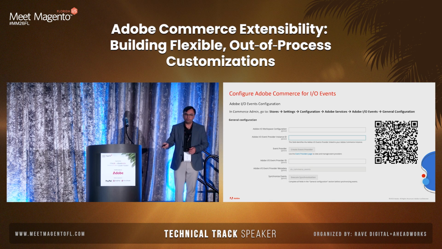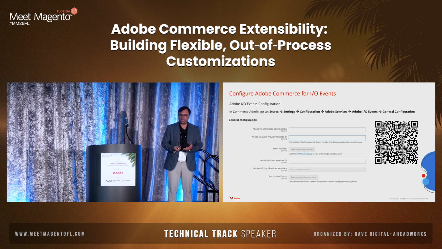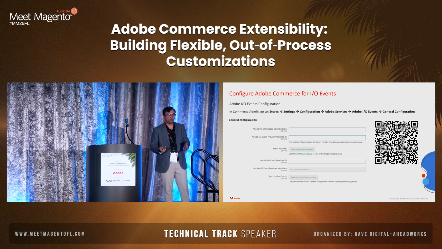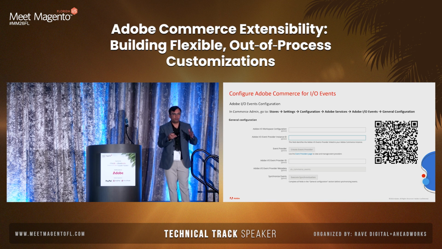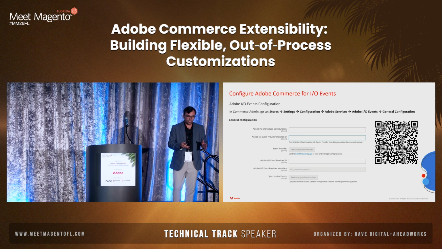You create your event provider. If you have not created your event provider, you just click on that button to create an event provider. That puts the Adobe I/O event provider ID into that text box, and then just hit save, and now your Adobe Commerce is going to publish I/O events when any business event happens. So let's say place order happens. It automatically transmits those events directly to the I/O events.